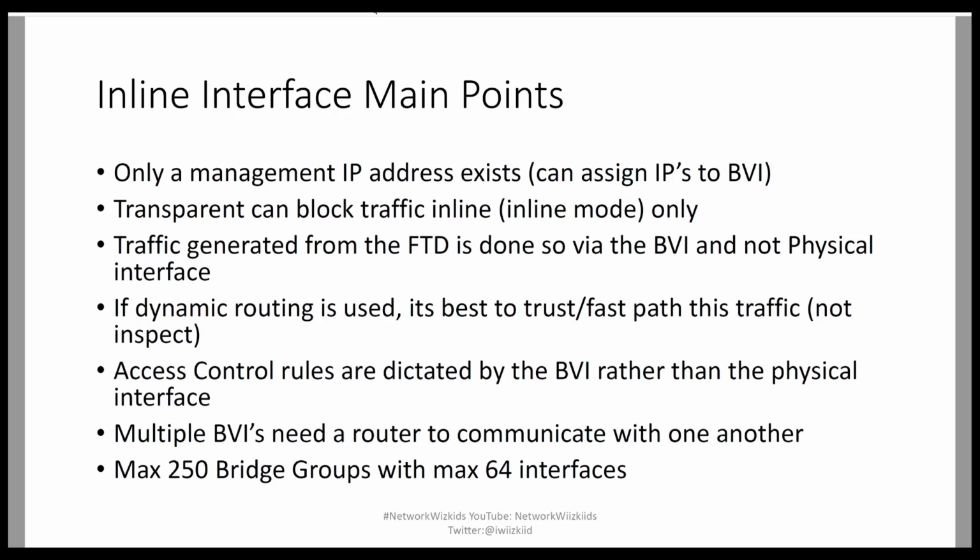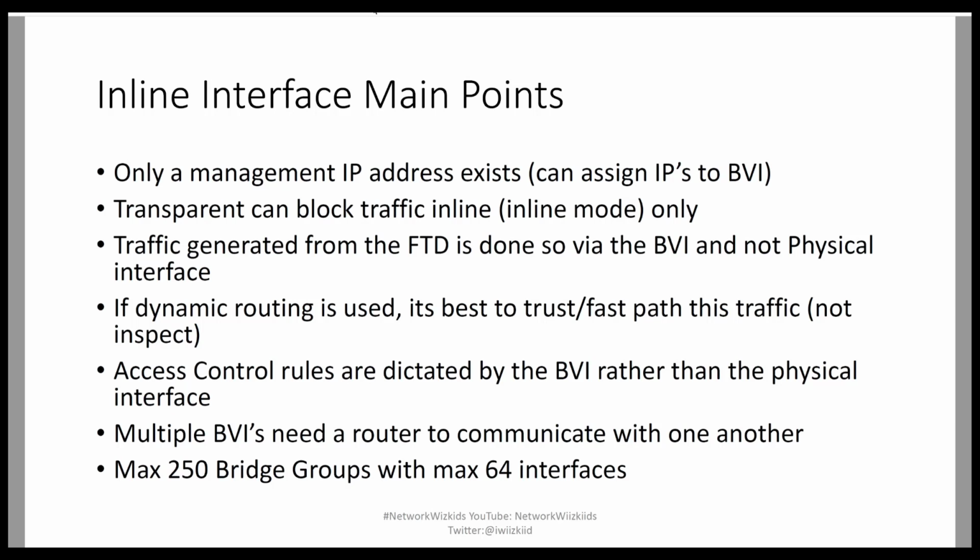Traffic generated from the FTD is sent via the BVI and not the physical interface, which I've already pointed out, and we'll take a look at that when we jump into the lab. If dynamic routing is used, it's best to trust or fast path the traffic, so don't inspect it: DHCP traffic, dynamic routing traffic, all that traffic. If you know what it is, it's best to just trust that traffic so that you're not placing extra overhead on your device. We'll take a look at that in the lab as well.